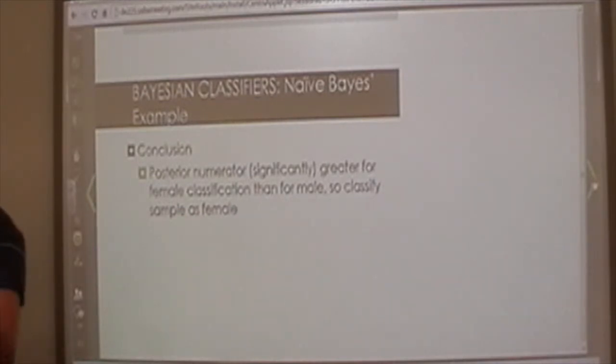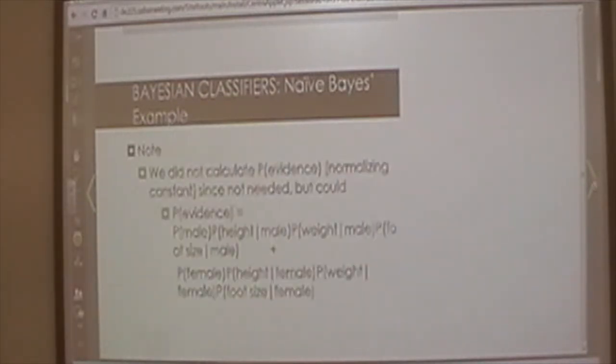And then you would go through the rest of your training set, different values, and do all those individual calculations. Again, we did not calculate that denominator, which is a normalizing constant, to actually throw the numbers into the probability range, 0 to 1. It wasn't needed. All we needed was the numerators.